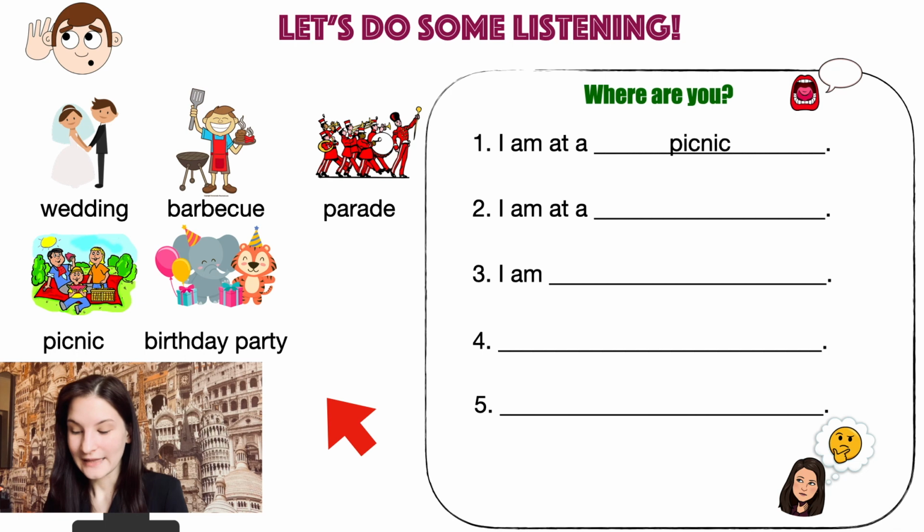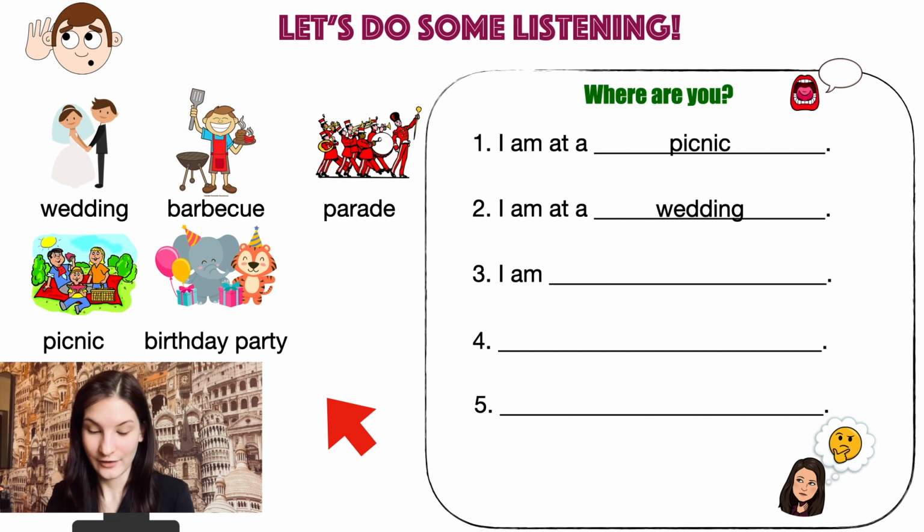Very nice. Number 2. You are with your family. There is a woman in a white dress. Everyone is happy. Where are you? So there is a woman in a white dress. I am at a wedding. Very nice.